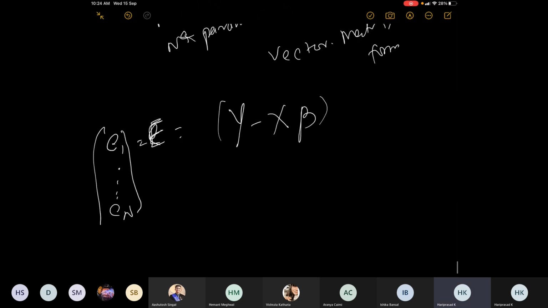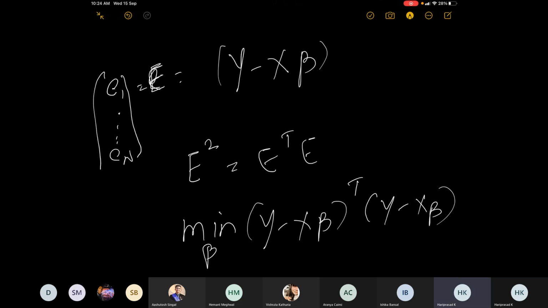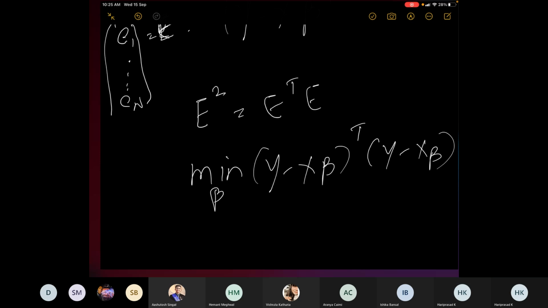Okay, what we really need is E square. If E is a vector, there is no notion of E square. It is just E transpose E, because in linear algebra, the square of a variable essentially means you take the transpose of two consecutive variables, which means (y minus X beta) transpose times (y minus X beta). And you have to minimize this over all the betas to get the model parameters. There is no iteration as of now. We have to minimize this. Okay, so this is where we are.